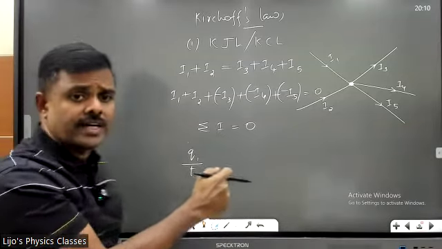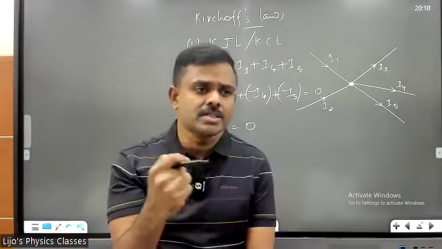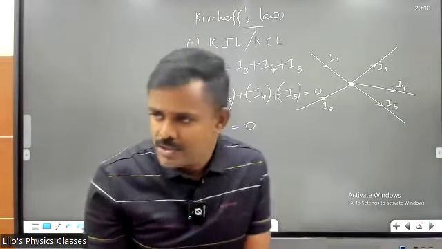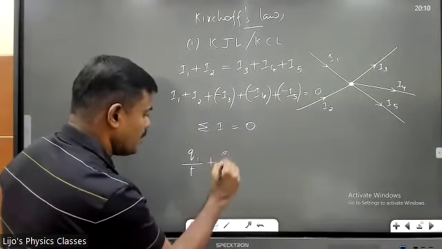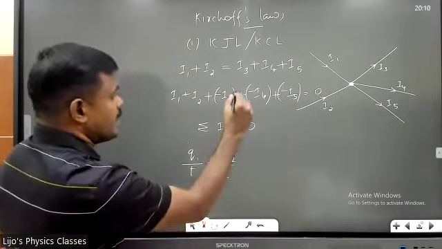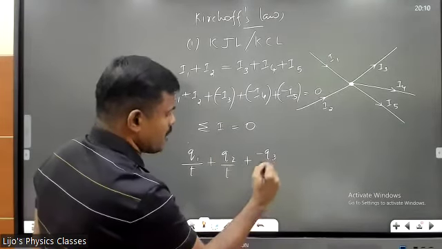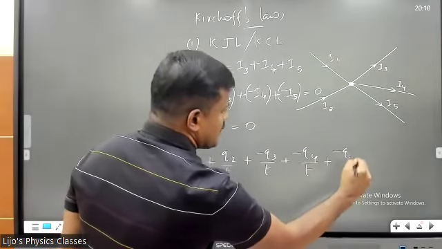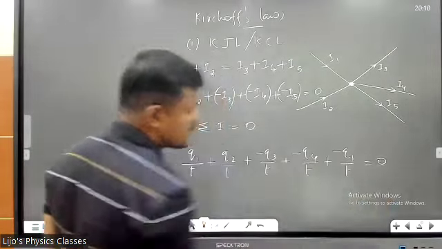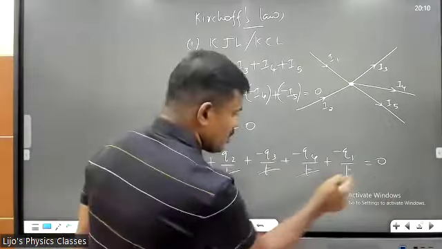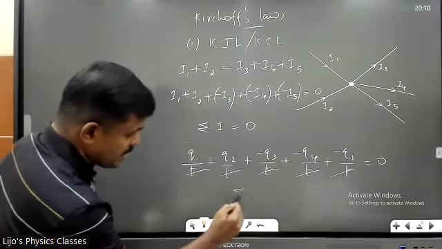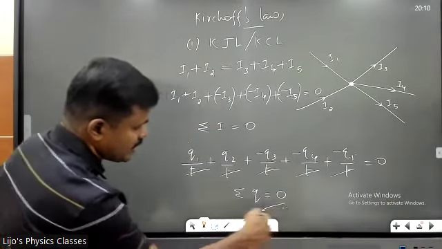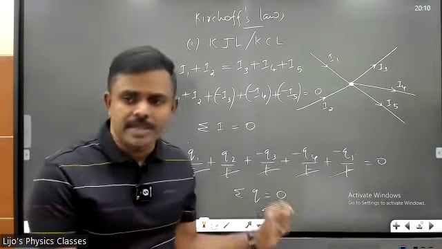What is the definition of current? Current is charge divided by time. Correct. So Q1 by T, plus Q2 by T, then plus minus Q3 by T, plus minus Q4 by T, plus minus Q5 by T is equal to 0. Cut all the T's. Common, no? So you can also say sigma Q is equal to 0. This is not there in the reader, but you must know this.